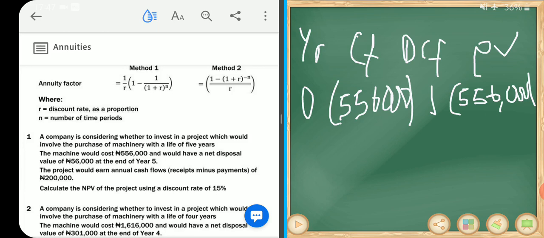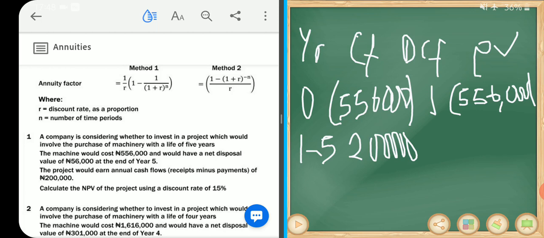Now our cash flow from year 1 to 5 is steady. So instead of writing 1, 2, 3, 4, 5, we'll just write year 1 to 5. We write the amount, which is 200,000. Then we calculate our DCF using this formula. So we are going to write 1 minus open bracket 1 plus our rate. Our discount rate is 15%, so 0.15, raised to power minus 5, all over 0.15. I'm using the method 2 formula.